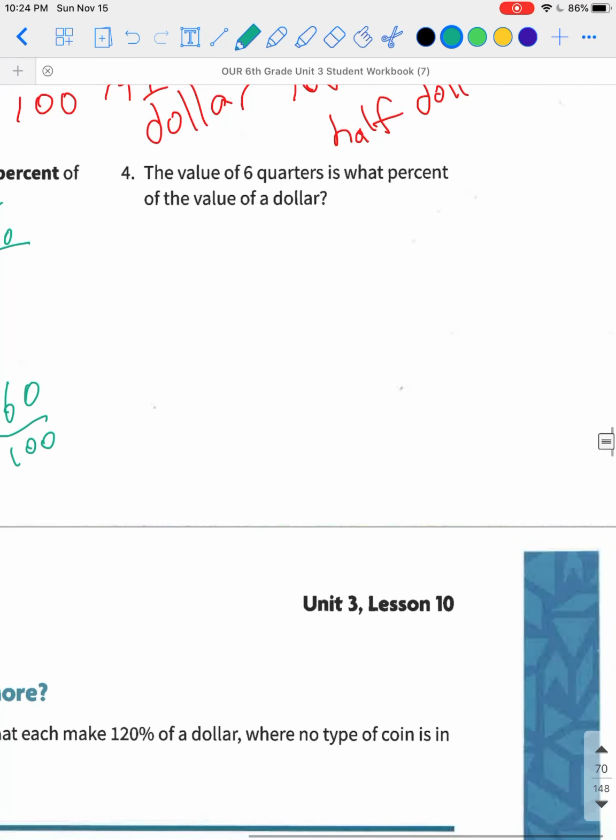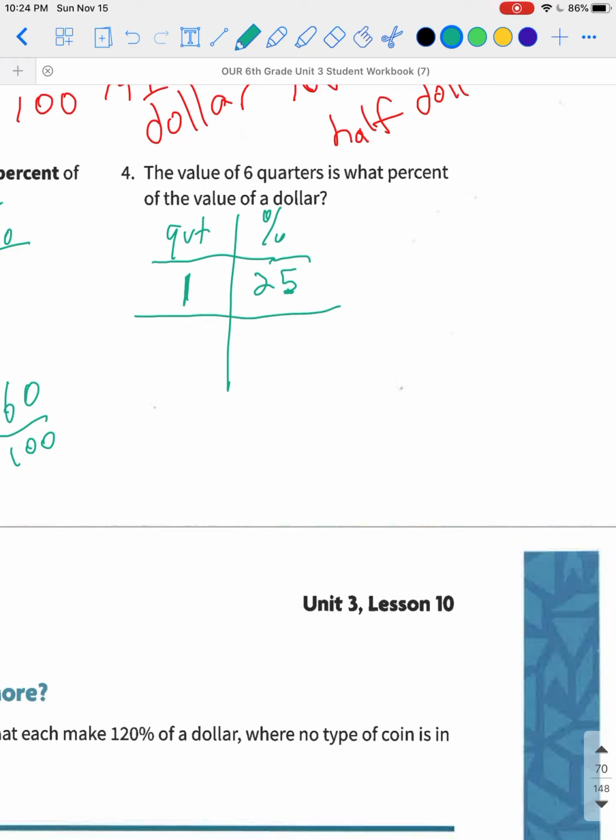The value of 6 quarters is what percentage of the value of a dollar? So set up your table. So we're going to have our quarter, and we're going to have our percentages. So 1 quarter, we know, is 25%, because there's 4 quarters in a dollar. That's 25%, and a quarter is 25 cents.